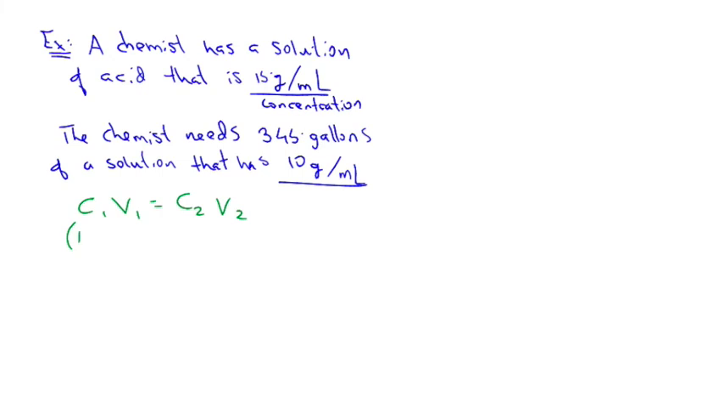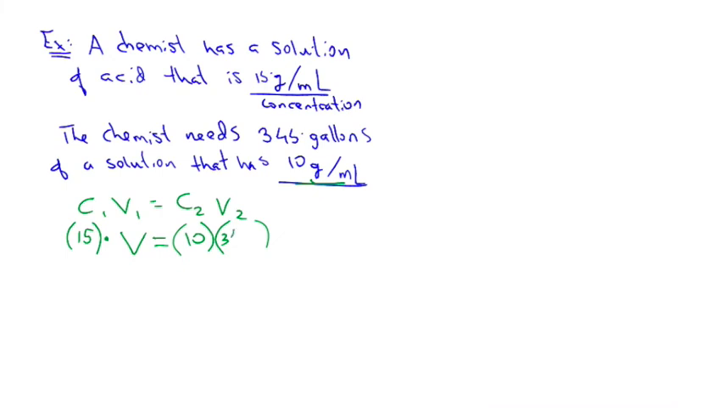All right, so what goes in for C1? 15. So that's 15 grams per milliliter. The volume for the first one? I have no clue. So we're looking for the volume necessary of the first one, V1. Equals? Do I know the concentration of the second mixture? Yes, 10, it's right here. So this would be 10. Do I know the volume of the second one?